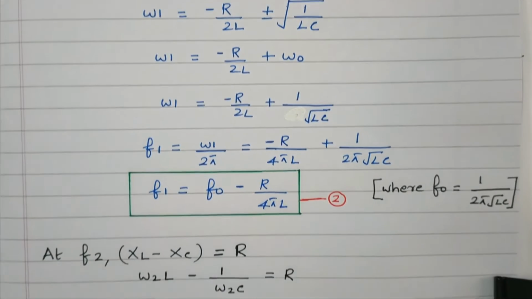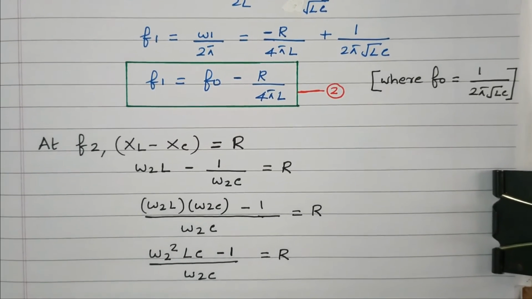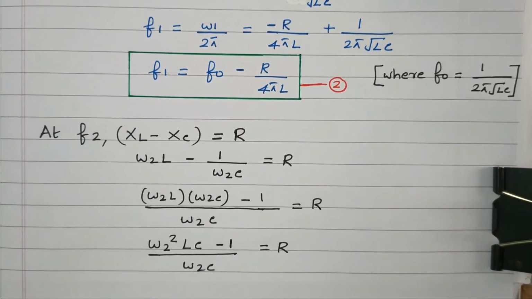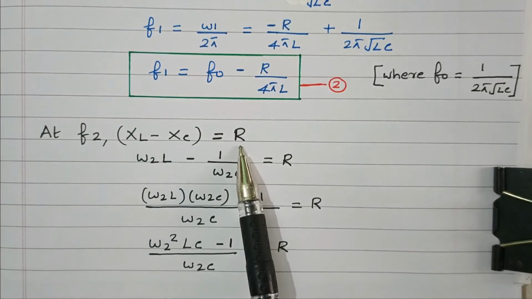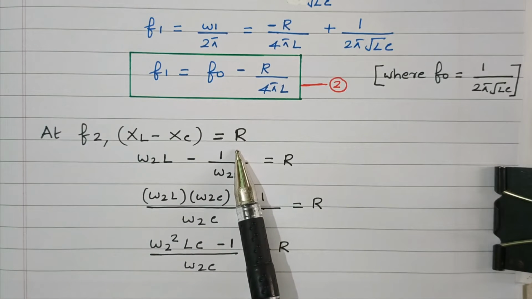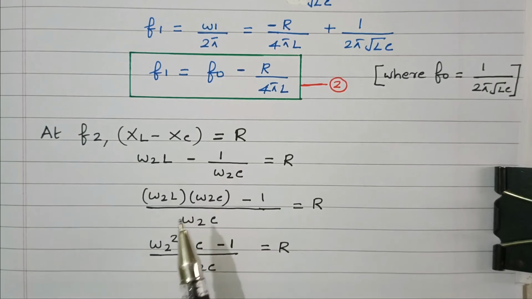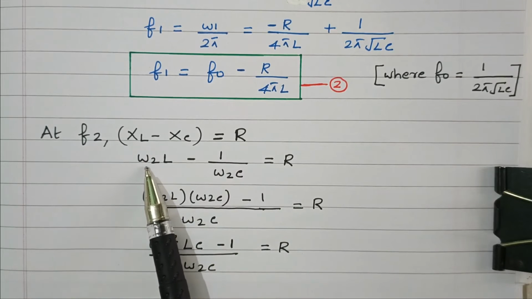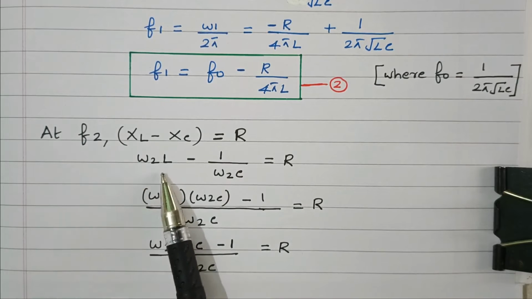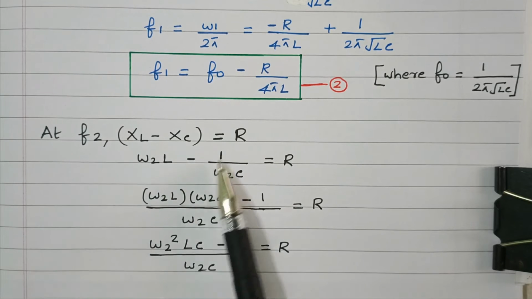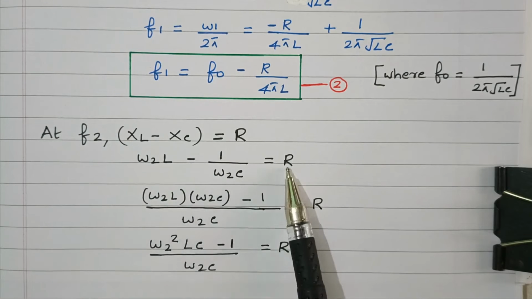Now similarly we'll go for the frequency F2, the upper half frequency F2. At F2, XL minus XC equals R. Earlier it was minus R; because of the upper half it is plus R. XL is omega 2 L; in F1 we took omega 1, in F2 we are taking omega 2. Minus 1 divided by omega 2 C equals R.